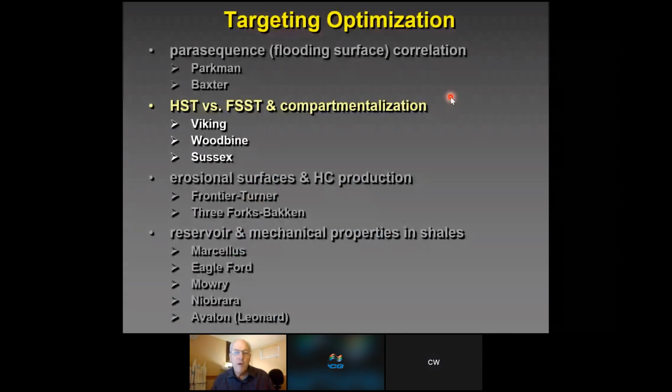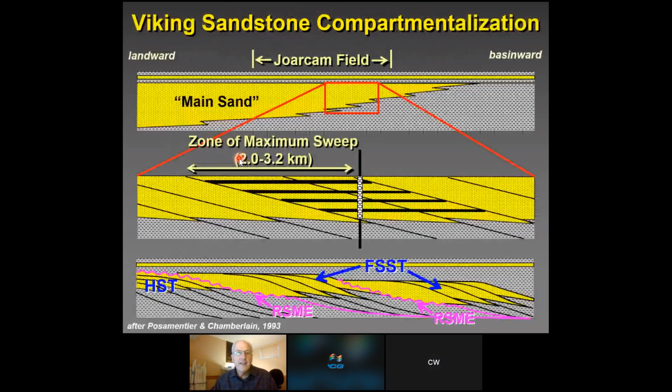Now moving to compartmentalization in highstand systems tracts and falling stage systems tracts. I'm going to show an example from the Viking, the Woodbine, and then the Sussex. So here's the Viking example. It comes from a field up in Canada.